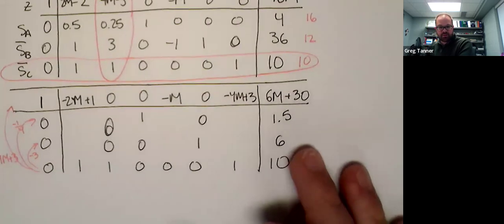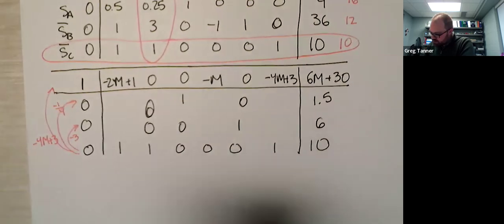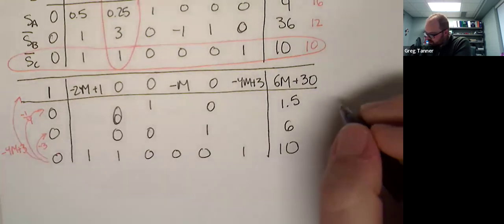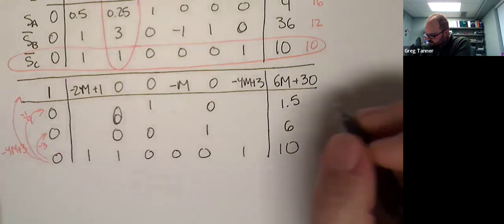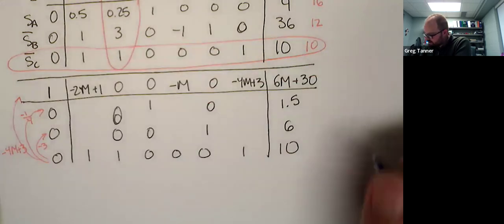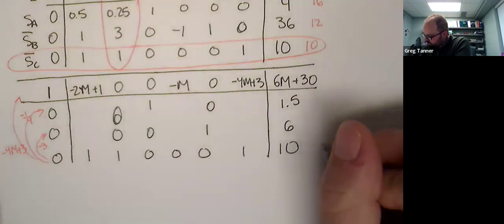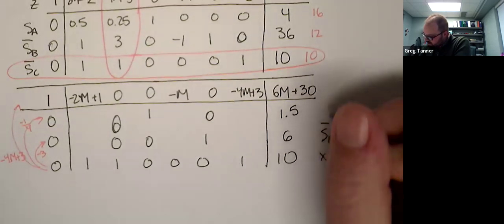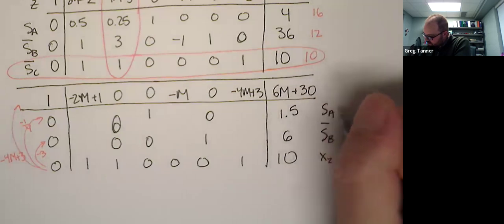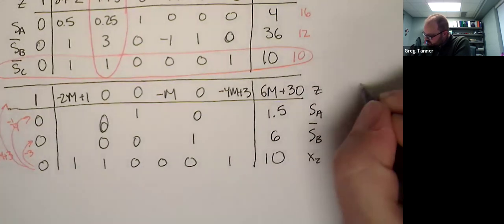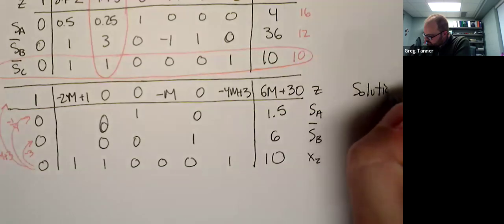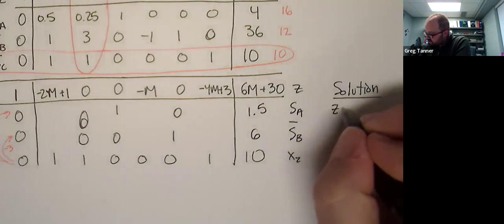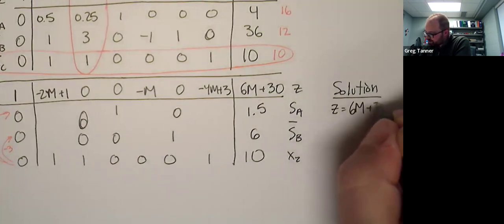Okay. So let's read off, and maybe I should label my rows here. I guess I'll label them on this side since I've already kind of written over here. Of my basis variables, this last one is now my x2 variable. This one's still SB bar. This one is SA, and this is my Z. And so my solution now, after one iteration, and this is my optimal solution, is that my Z is equal to 6 times a big number plus 30.